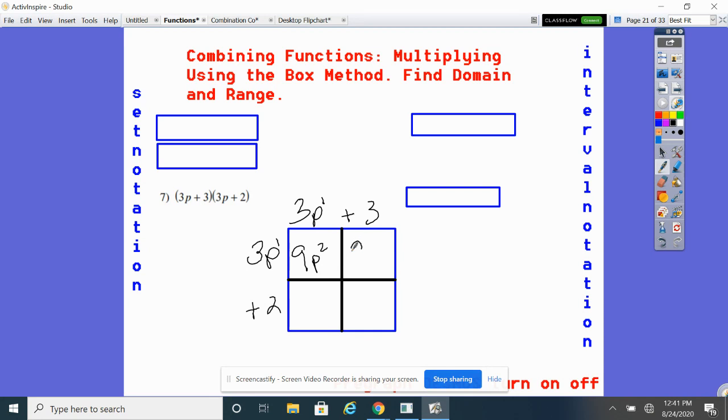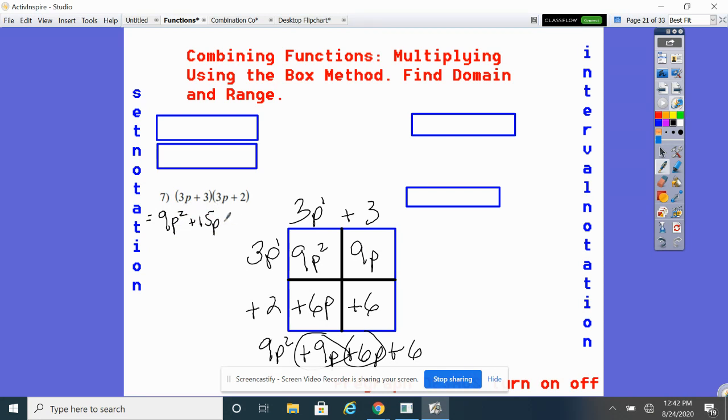3p times 3, that's 9p. 3p times 2, positive 6p, and 2 times 3 is positive 6. So we've got 9p squared plus 9p plus 6p plus 6, and 9 and 6 makes 15. So the answer to this problem will be 9p squared plus 15p plus 6.